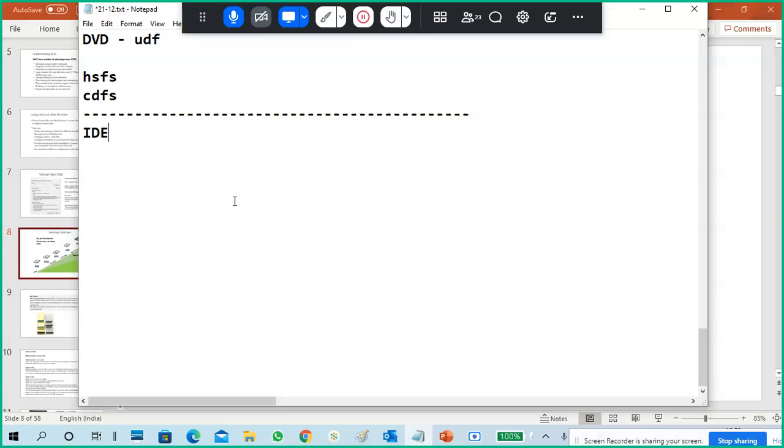Hard disk basically has an IDE type of connection. IDE stands for Integrated Drive Electronics, or Device Electronics also you can say. Some places you can find it like that. So Integrated Drive Electronics or Device Electronics.